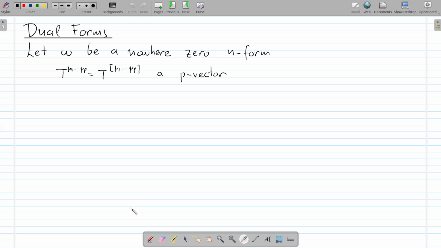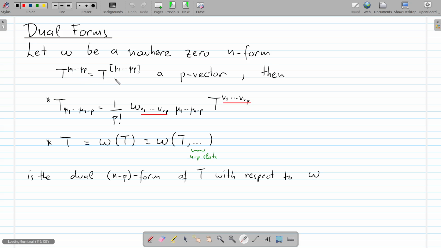The existence of a nowhere vanishing n form on a manifold allows us to define dual forms. So let's start by defining these operations on p vectors, and let T be such a p vector. Being a p vector, it means that it is a (0,p) tensor with all its indices being antisymmetric. We define the dual of this p vector to be an n minus p form.